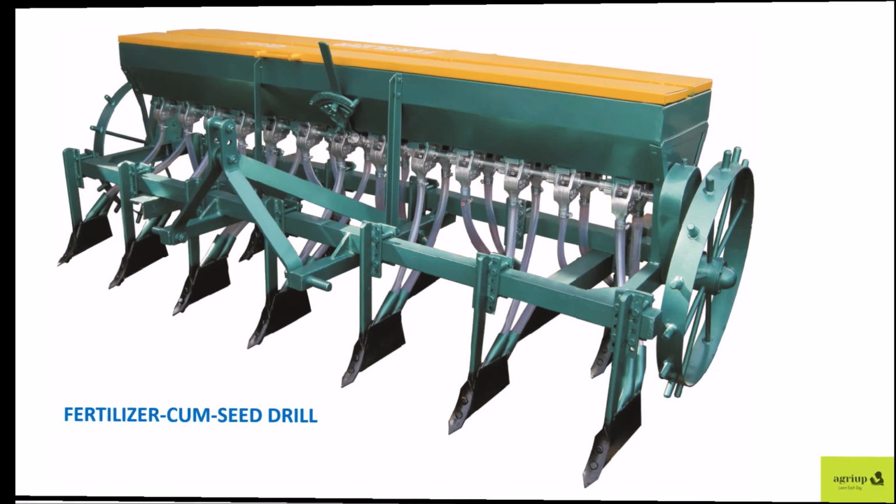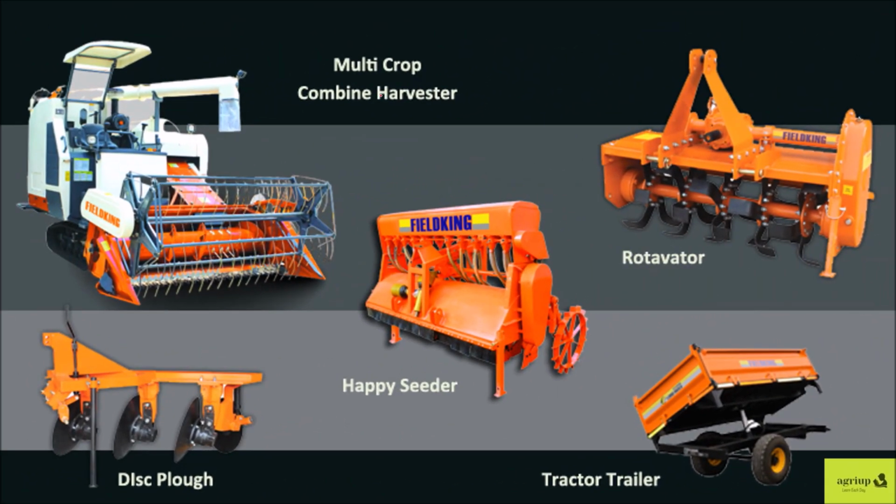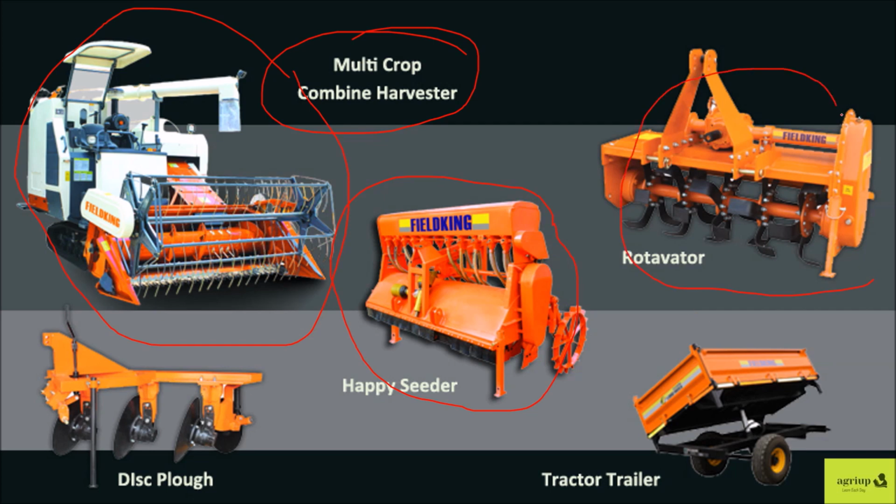Similarly, we have multi-combine harvester, which is this. You can see in the example. This one is called a happy seeder. If you want me to make a video on this, I'll surely make. But I am supposedly thinking that you guys know it, so I'm not going into detail for that. This one we already took previously. This is called a rotavator. This is a disc plow, already discussed. Then this is called a tractor trailer.